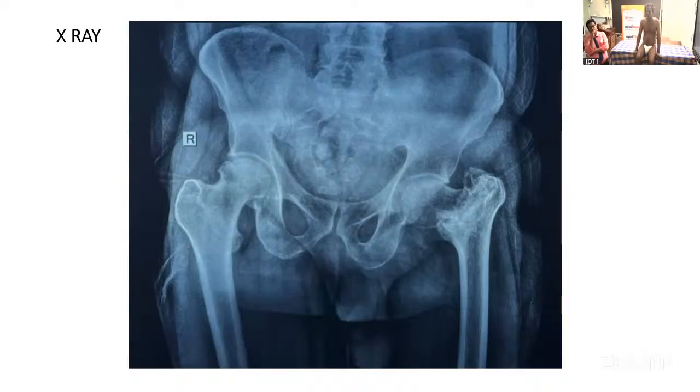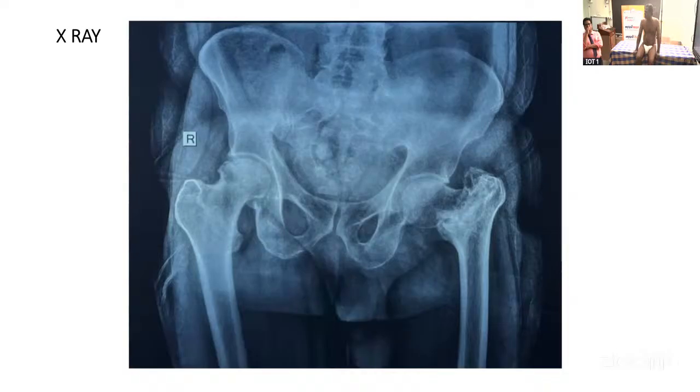What else does the right side show? What has happened to Shenton's line? Shenton's line is broken. The neck shaft angle is reduced. The greater trochanter is proximally migrated, and the lesser trochanter is also proximally migrated. The limb looks more extended. Yes, it is a kind of more prominent.